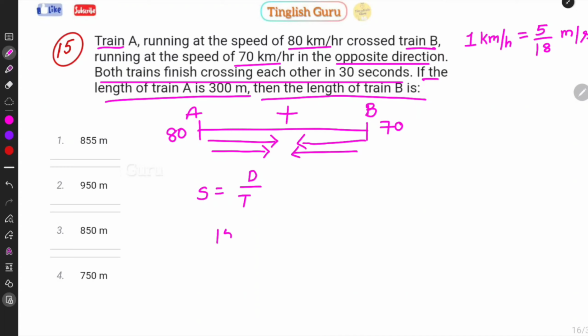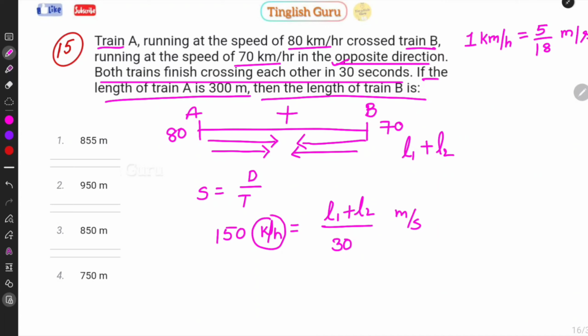Therefore 80 plus 70 means 150 kilometers per hour is equal to the distance, which is nothing but the length of the trains, that is train length L1 plus second train length L2, so L1 plus L2 divided by total time. Total time is 30 seconds as given. As the question is in meters per second, we have to convert kilometers per hour into meters per second. For this I have written here 1 kilometer per hour equals 5 by 18 meters per second.